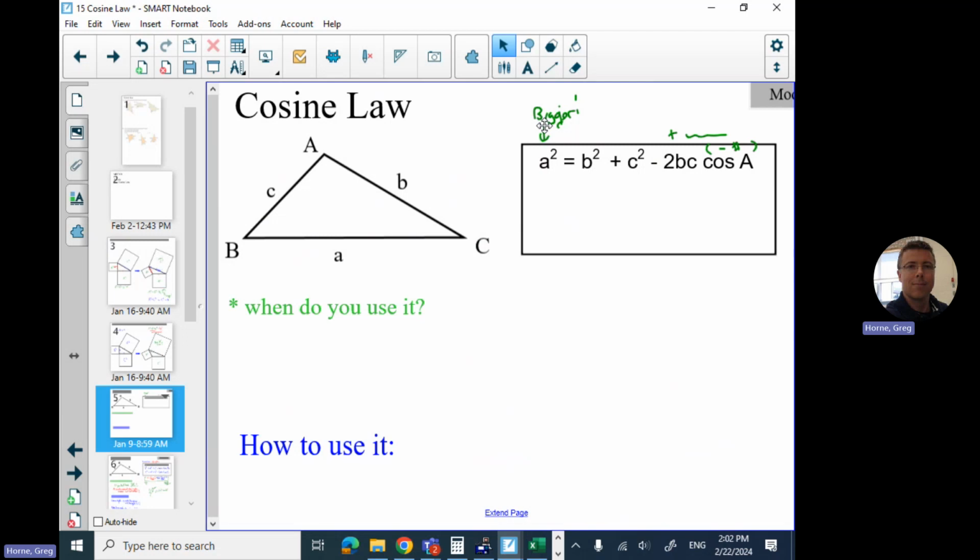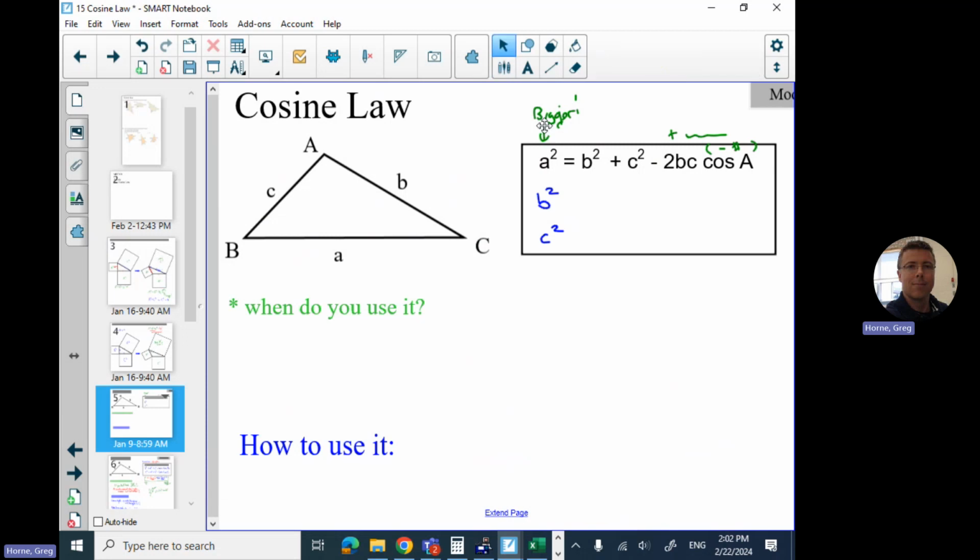It's just a pattern where it's the Pythagorean theorem with a correction for the changed area of a square because it's not a right triangle. Okay, and so we're going to build the other two. There's going to be a b squared version and a c squared version.